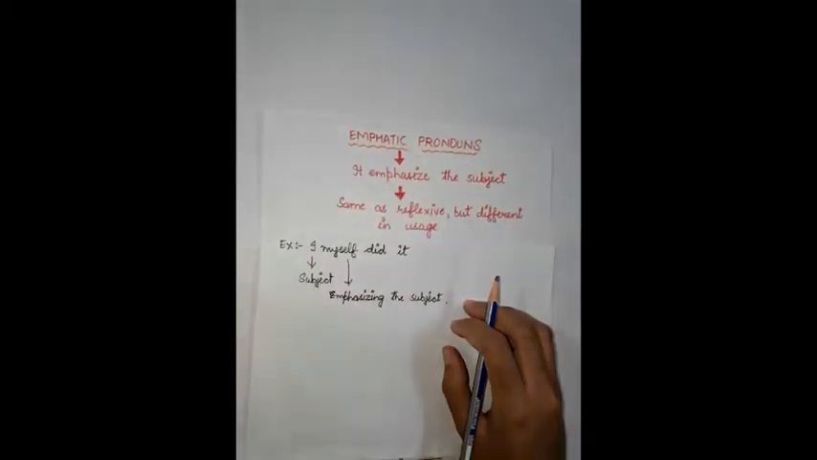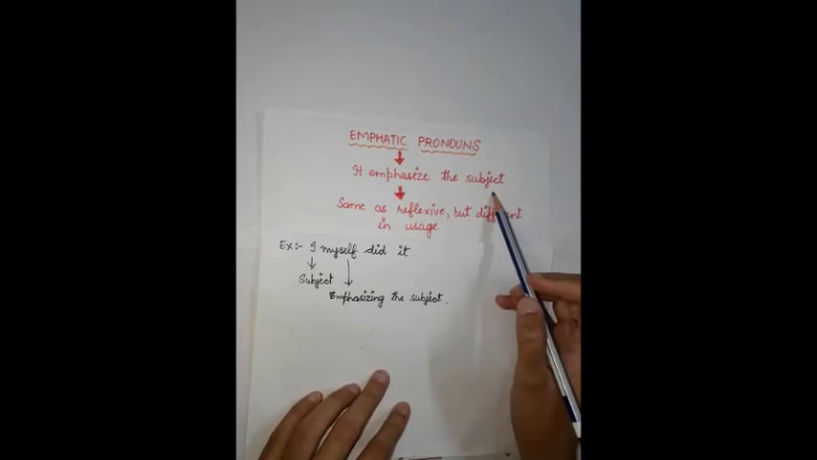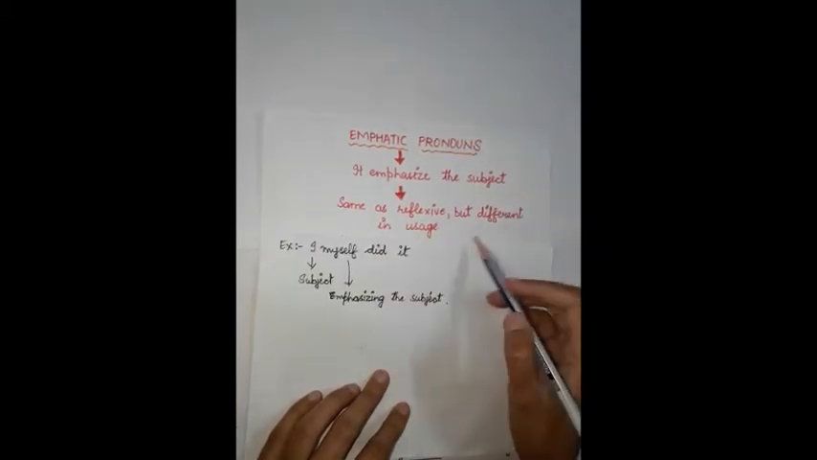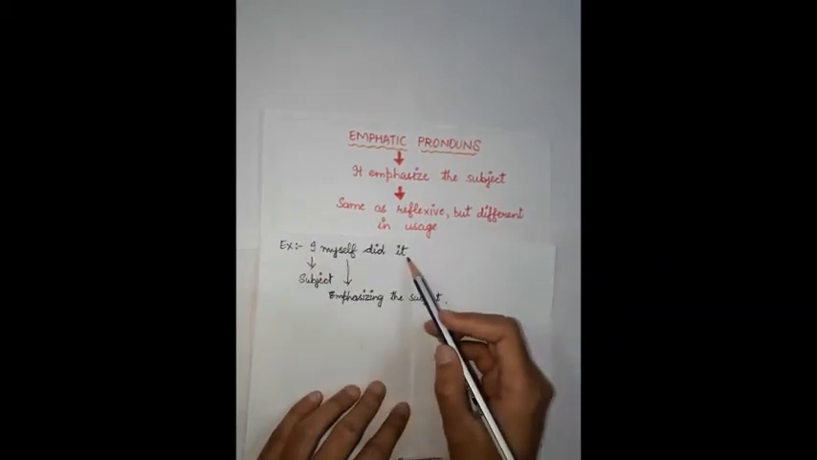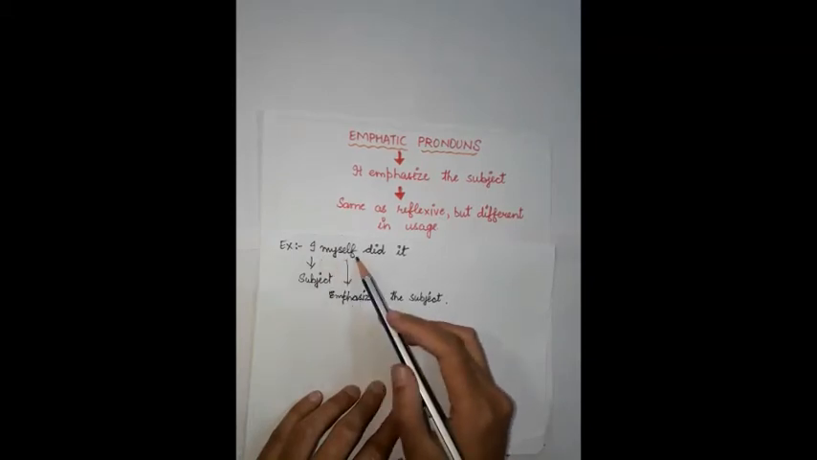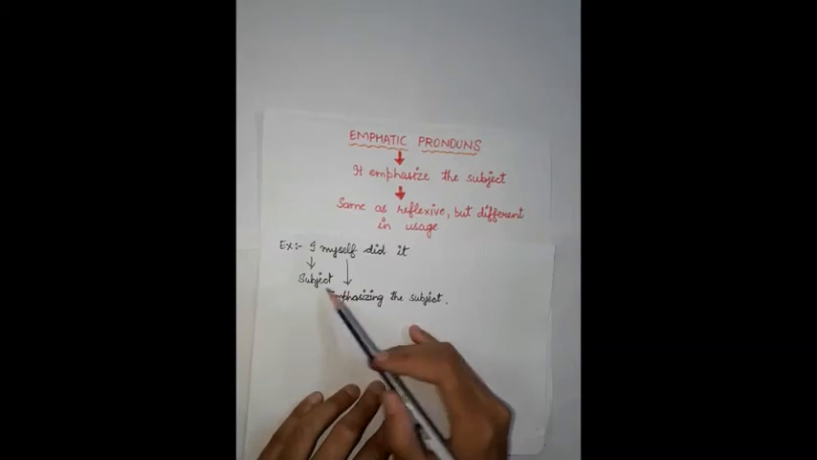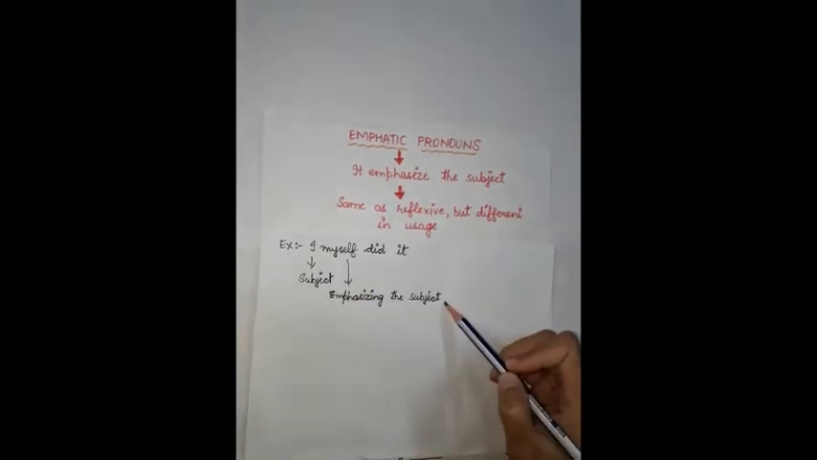Now we have the emphatic pronouns. Emphatic pronouns are used to emphasize the subject. It is the same as reflexive pronouns, but they are different in usage. For example, I myself did it. So I is the subject and myself is the emphasis on the subject which is taking place in the sentence. So myself is emphasizing the subject in the sentence.